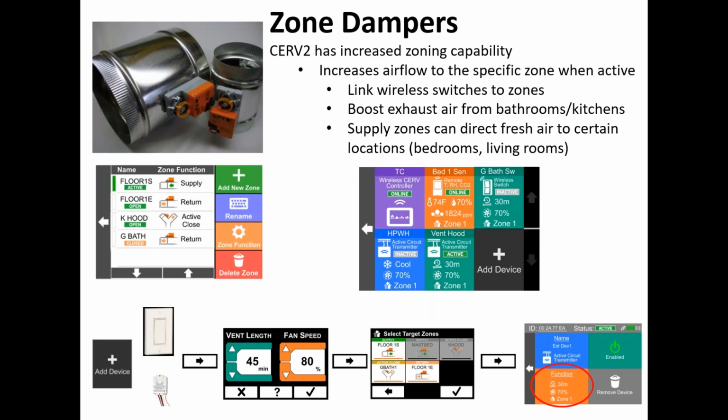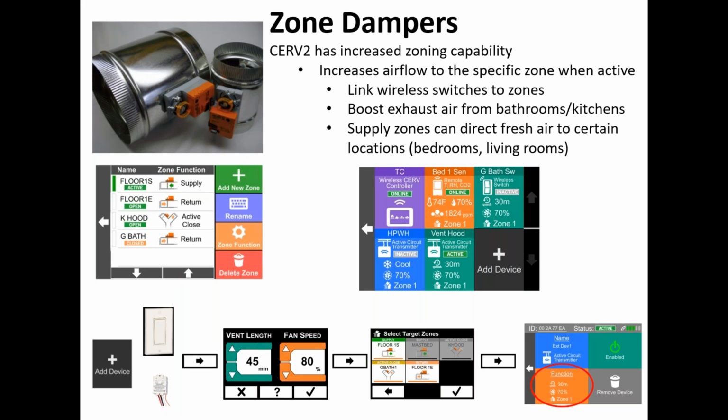Zone dampers can be layered on top of the wireless switches and active circuit transmitters. So this allows you to do more precise control of spot ventilation. So if you link the master bathroom switch, if there's zone dampers, then when that switch is pressed, the CERV will pull more air specifically from that zone, calling for ventilation. So that's really powerful in being able to target ventilation from zones where the pollutants are being generated.